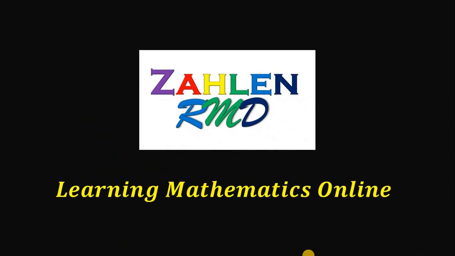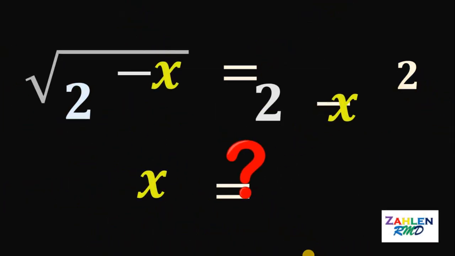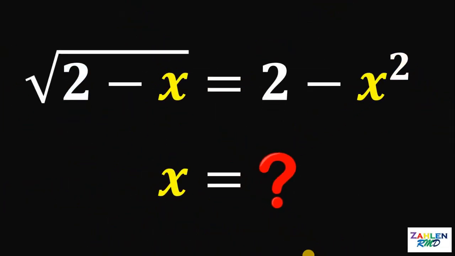And here's our question. Solve for the value of x given this equation. Square root of 2 minus x equals 2 minus x squared. Here's a gentle reminder: always check your final answer.